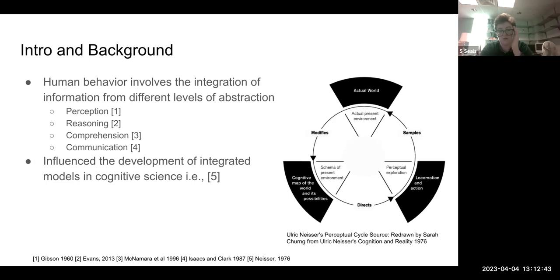So this has influenced the development of integrated models in cognitive science. For example, we have Neisser's model, which integrates locomotion and action, cognitive maps of the world and possibilities, along with information in the actual world. And we can go to the next slide.